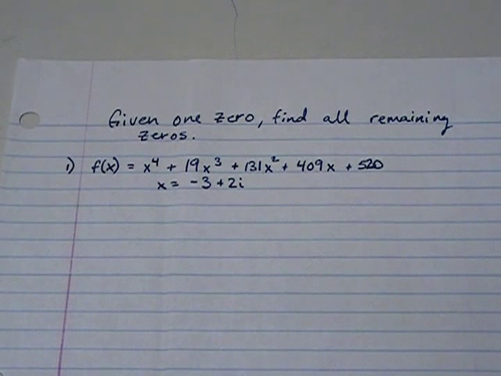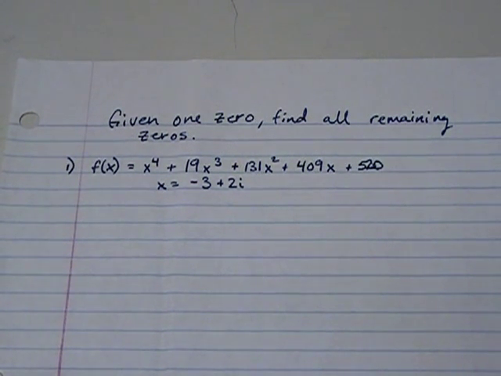So today we've been asked to find the remaining zeros given 1, 0 for the function. The function we've been given is f of x equals x to the fourth plus 19x cubed plus 131x squared plus 409x plus 520. X equals negative 3 plus 2i.